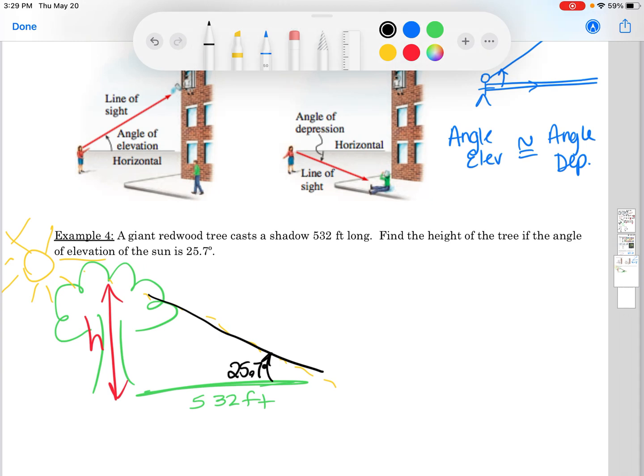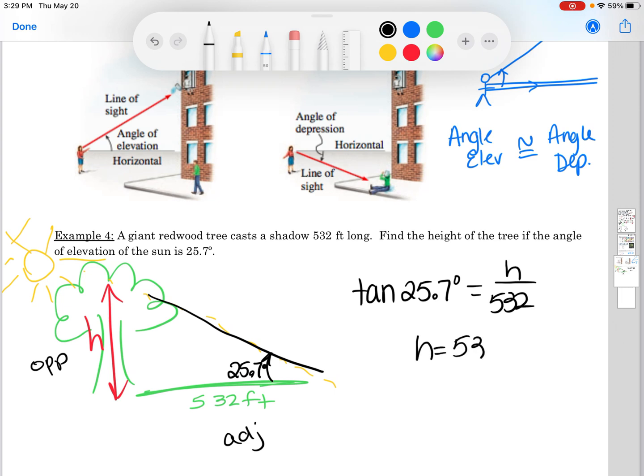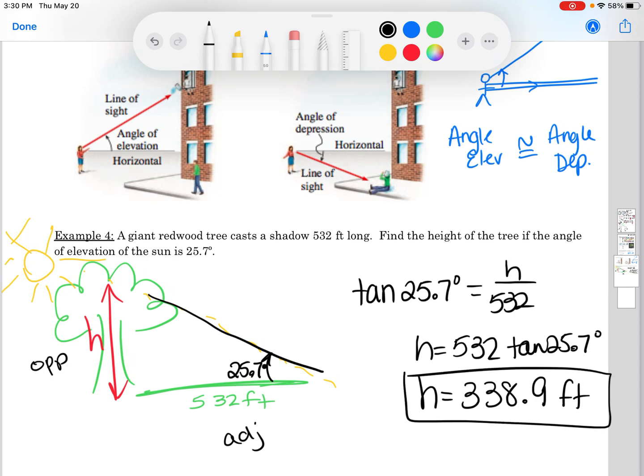Okay, so this is the opposite side. This is the adjacent. That means this is a tangent problem. So we have the tangent of 25.7 degrees, and that's going to equal h over 532. Multiply by 532. And again, just going to use that calculator. So you'd say 532 times tan of 25.7. Just make sure you're in degree mode. So your height is going to be 338.9 feet tall.